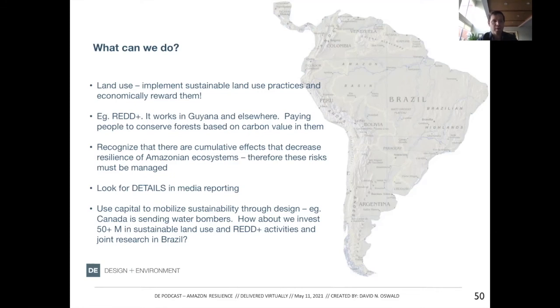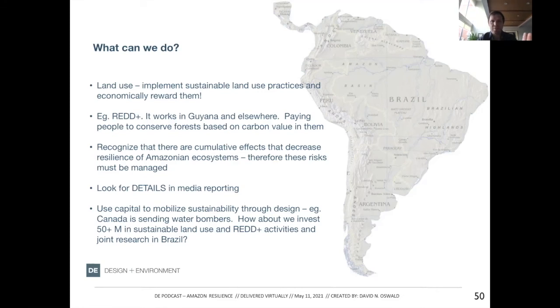That's one tool. Recognize that there are cumulative effects that decrease resilience of Amazonian ecosystems, right? We've seen it's not just one thing. There's a bunch of stuff that's contributing to the degradation of resilience. Therefore, you have to look at these different risks, whether it's a climate risk, building the roads, unsustainable land use, et cetera.